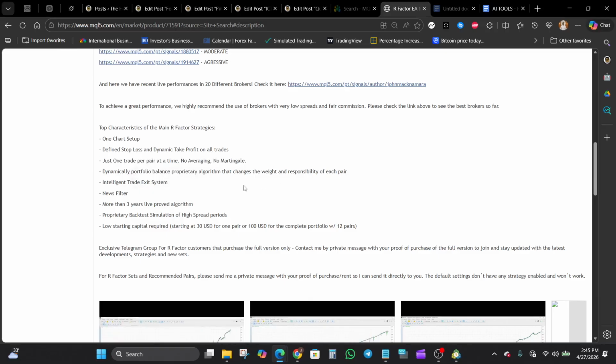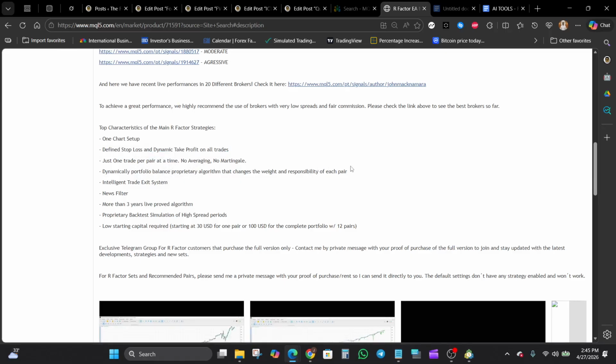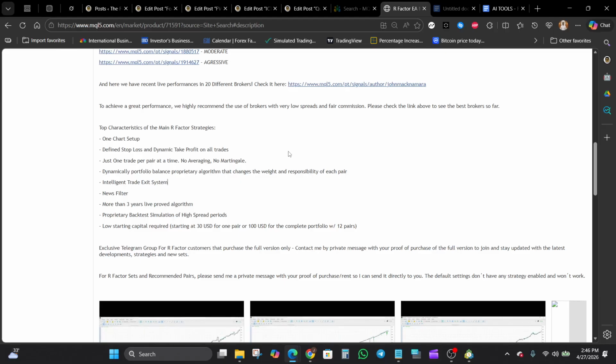Okay, so each trade has a defined stop loss, and there's usually only one trade per pair at a time, like we already said, and it keeps risk more controlled. There's also a news filter, you can see that here, which prevents trades during high impact events, something that's especially important for scalping strategies. But here's something critical you need to understand. This EA doesn't come ready out of the box with everything active. You actually need to load specific strategy sets and configurations, otherwise it won't trade properly.